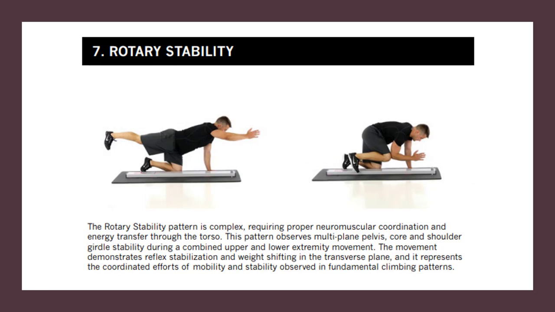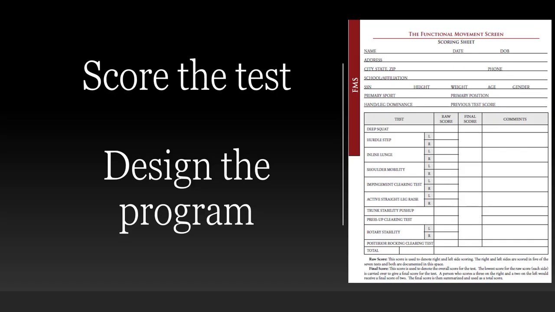The rotary stability pattern is complex, requiring proper neuromuscular coordination and energy transfer through the torso. This pattern observes multiplane pelvis, core, and shoulder girdle stability during a combined upper and lower extremity movement. The movement demonstrates reflex stabilization and weight shifting in the transverse plane, and it represents the coordinated efforts of mobility and stability observed in fundamental climbing patterns.